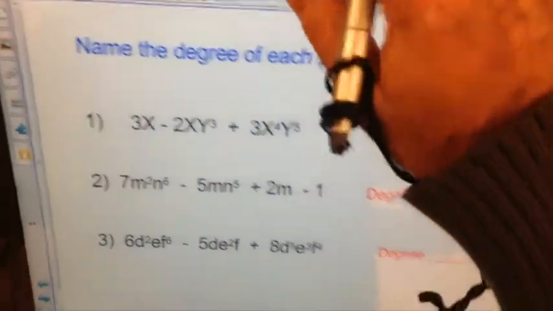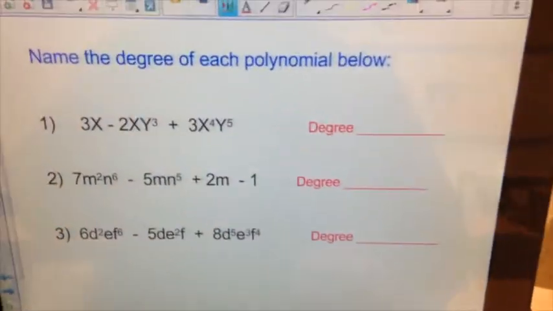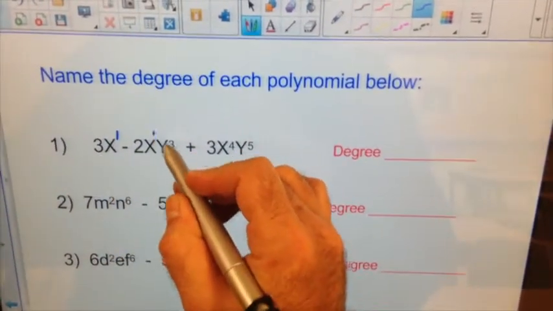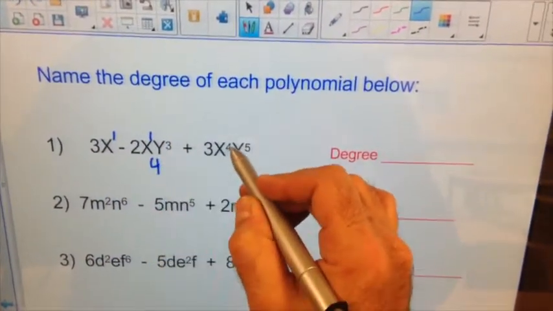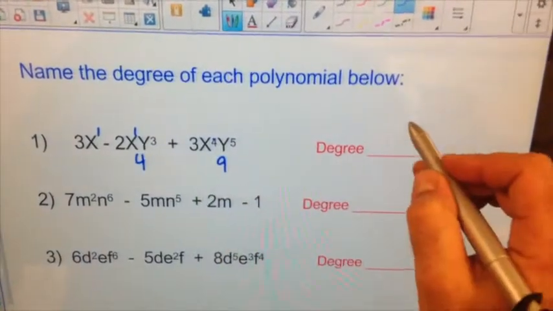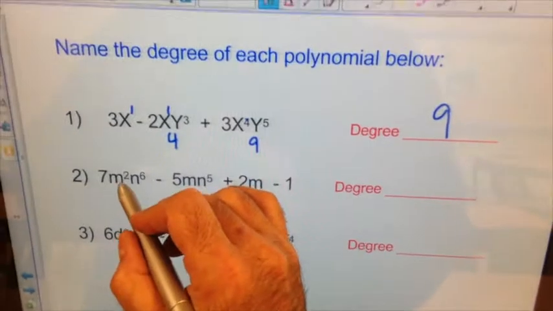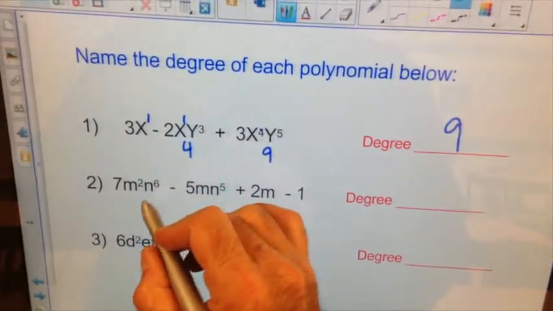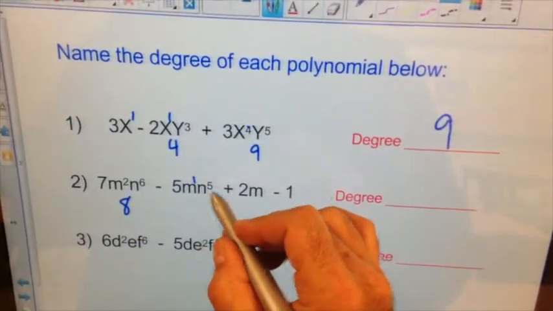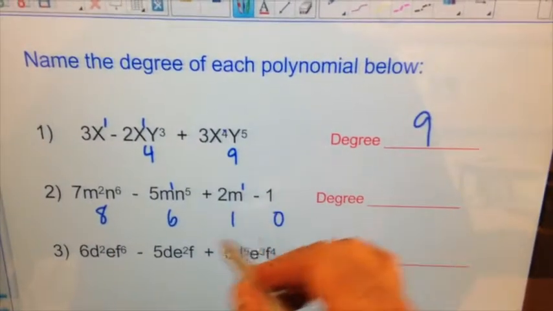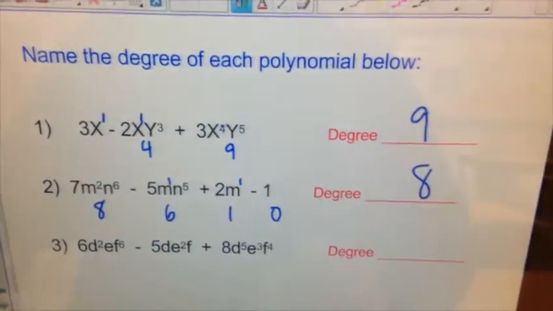Last examples here. Name the degree of each polynomial. This one has a 1 and a 3, so that's a 4. This one has a 4 and a 5, which is 9, so this has a degree of 9. For the entire polynomial, that's the highest. In this one, this exponent has a 2 and this one a 6, so that's a degree of 8. This one has a 1 and a 5 for a 6. This one has a 1. This one has a 0, so this polynomial has a degree of 8.